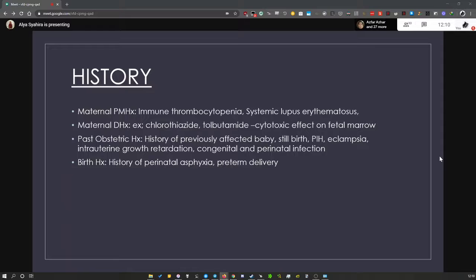And birth history, we ask about any history of perinatal asphyxia or preterm delivery, because this group of babies have a high risk of developing neonatal thrombocytopenia.